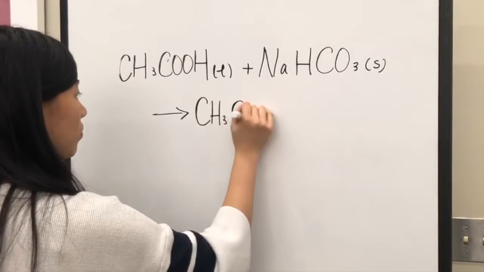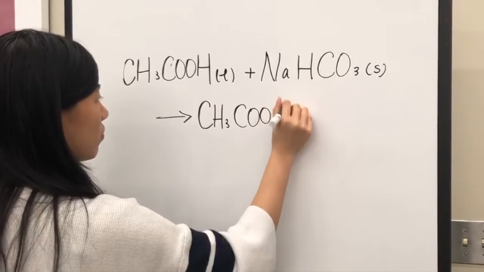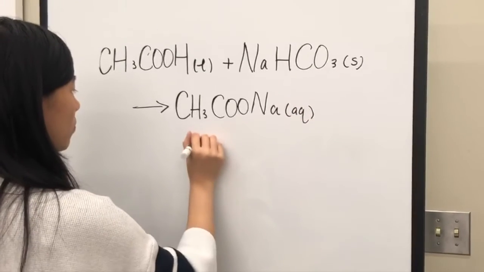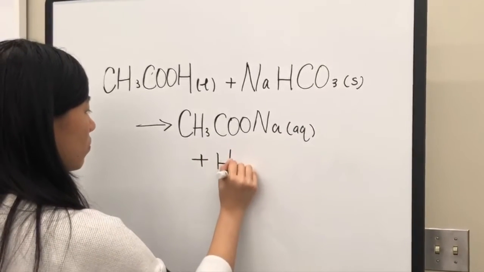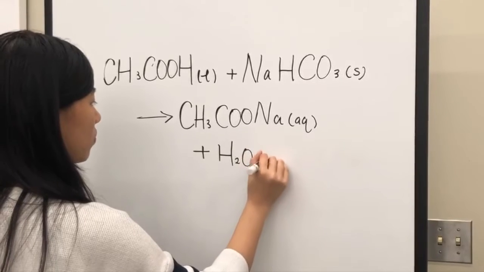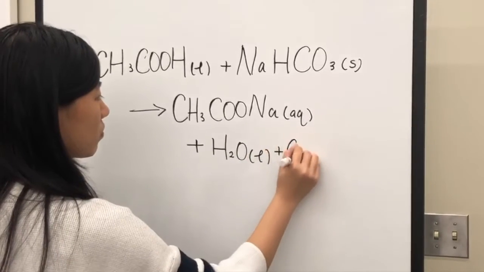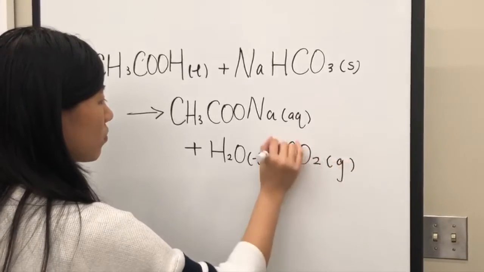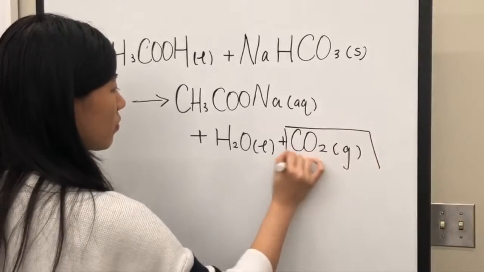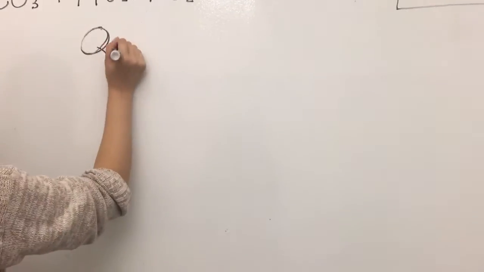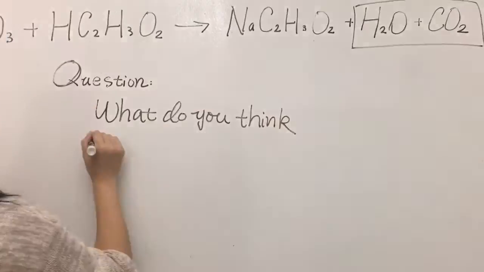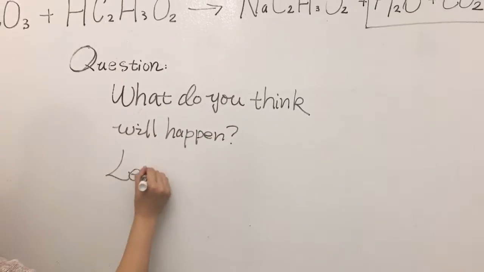Thus, the overall chemical equation for this reaction is as follows. Vinegar, also known as acetic acid, reacts with baking soda, also known as sodium bicarbonate, to produce dissolved sodium acetate, water, and carbon dioxide. As we'll discuss later in this video, it is the production of the carbon dioxide gas that really drives the reaction. So, now that we've shown you the chemical formula, what do you think this reaction looks like in real life?